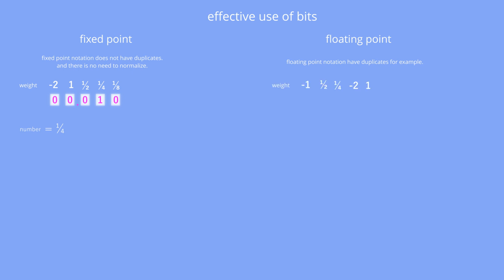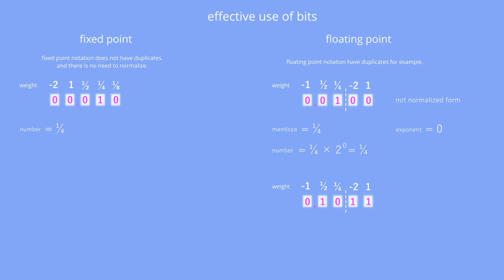For example, if we have 3 bits for mantissa and 2 bits for exponent, there are 2 variants of representing number 1 over 4. First variant, mantissa equals 1 over 4 and exponent equals 0. This variant is not normalized. Second variant, mantissa equals 1 over 2 and exponent equals -1. This variant is normalized. As we can see, in floating point notation some variants are redundant. So in floating point notation, bits are not used efficiently.